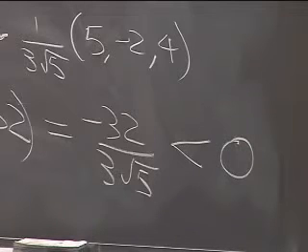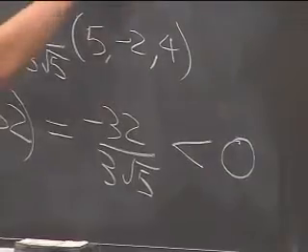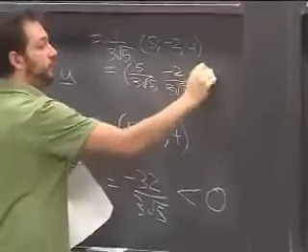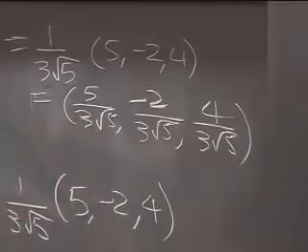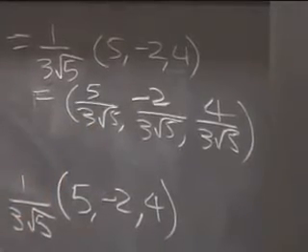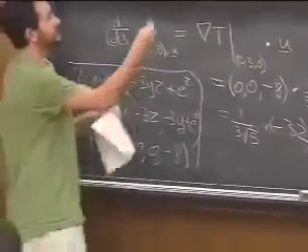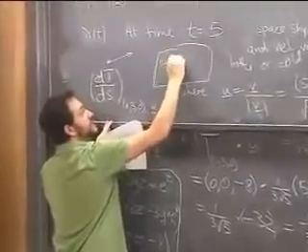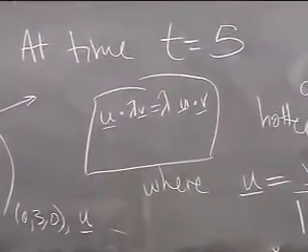Question? How will we be able to pull out that 1 over 3 root 5? Well, this is just an abbreviation for, if you prefer, 5 over 3 root 5, minus 2 over 3 root 5, 4 over 3 root 5. When you take the dot product, that factor of 3 root 5 on the bottom will be a factor of each of the terms. So you can pull out scalars all over the place. And in fact, it is a rule, which I'll just cram in here, that u dot lambda v equals lambda times u dot v, for exactly the reason that I just said. So I'm just using that fact.